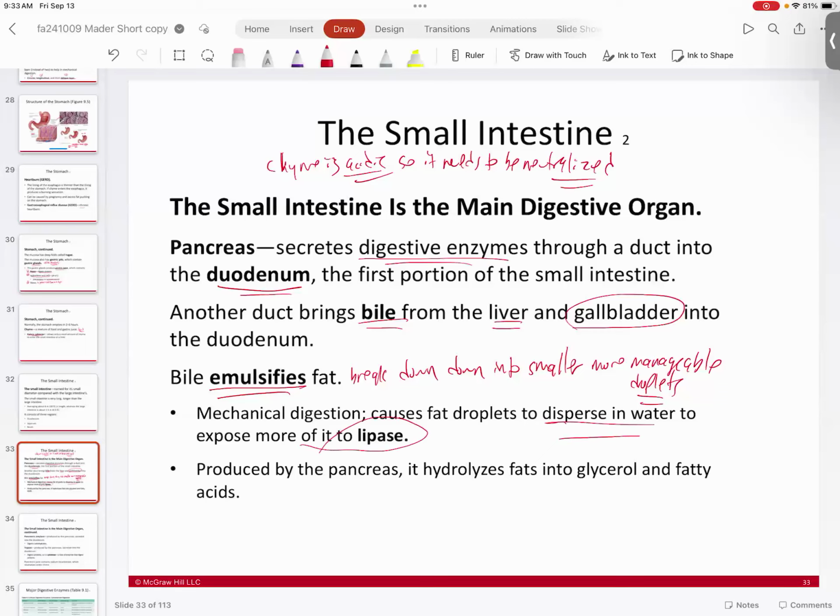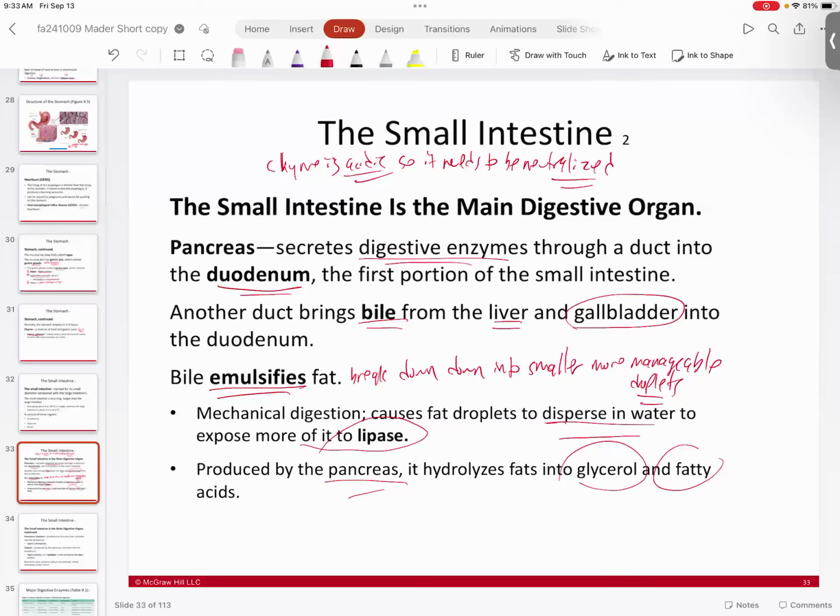Now, the lipase itself is going to be produced by the pancreas, pancreatic lipase, and it hydrolyzes the fat and will break it into glycerol and fatty acids. If you recall from our previous chapters, those are the two components of your fat molecule.